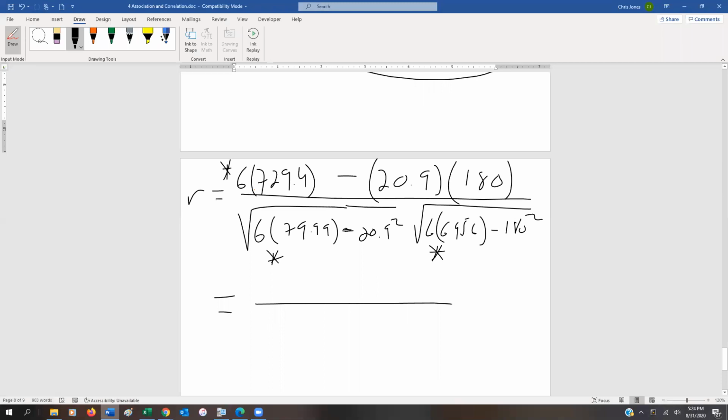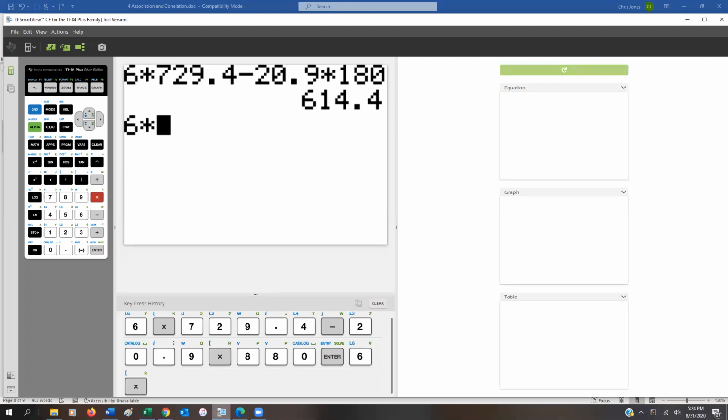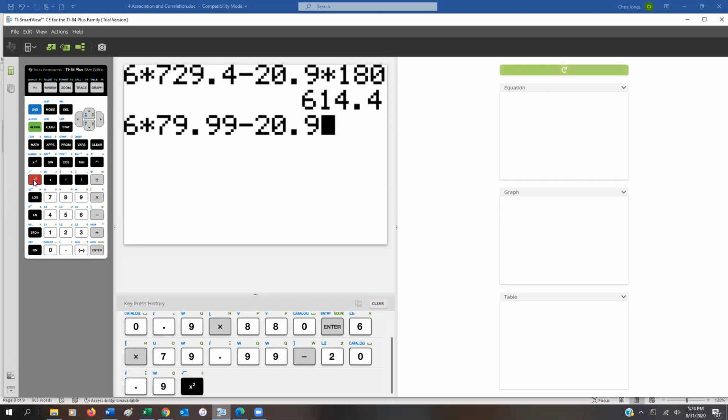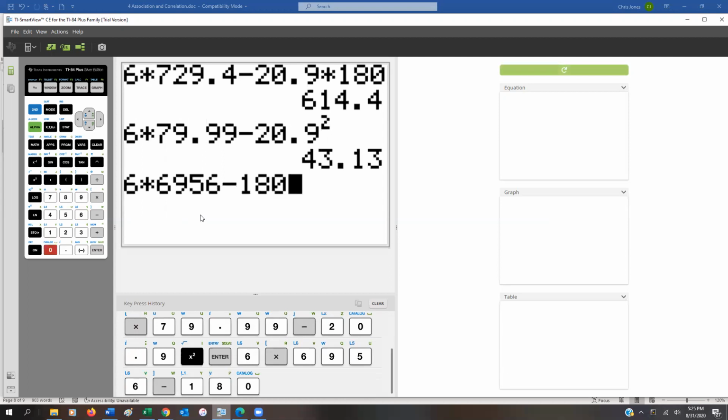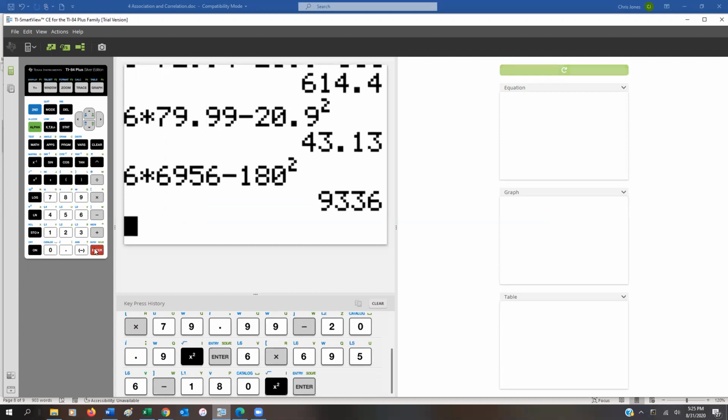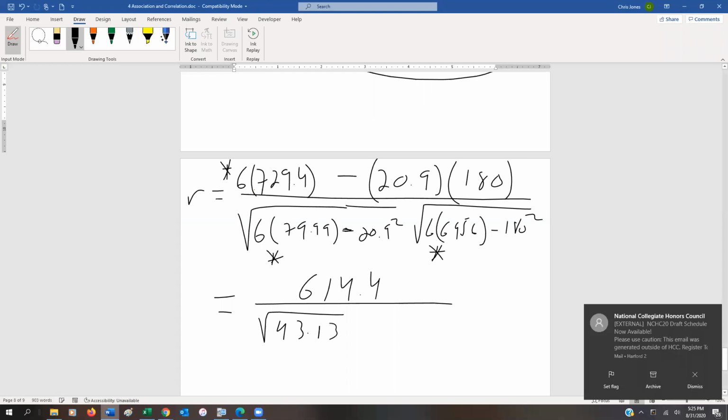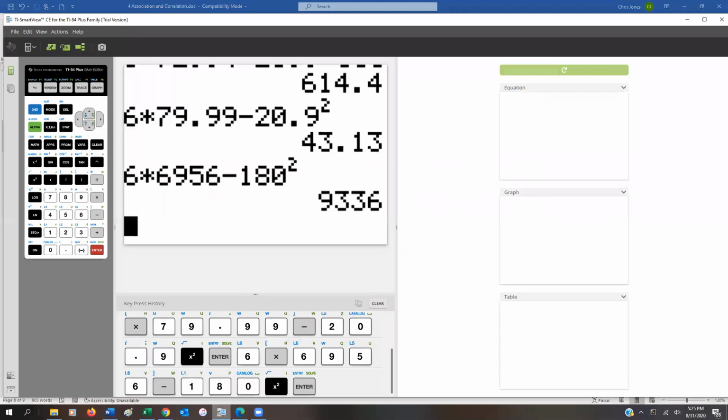All right, so let's just copy that over. All right, first radical into our calculator. 6 times 79.99 minus 20.9 squared, 43.13. And then we're just going to do the second one for the y's, because that's 6 times the sum of y squared, which was that 6956 minus 180 squared. All right, so 9336. So in order for our numbers, we get 43.13, and then we're going to multiply that by 9336, I believe it was. Let me go back and check, 9336.